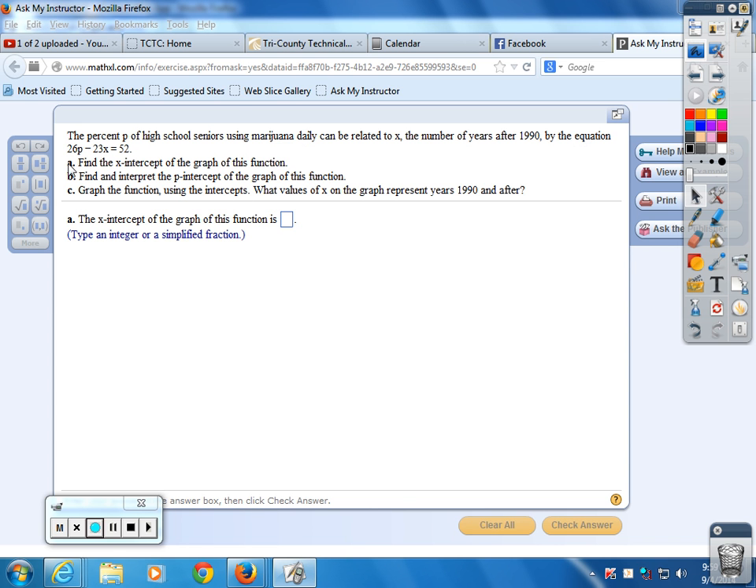By the equation, 26y minus 23x is equal to 52. Find the x-intercepts of the graph. Find the y-intercept.